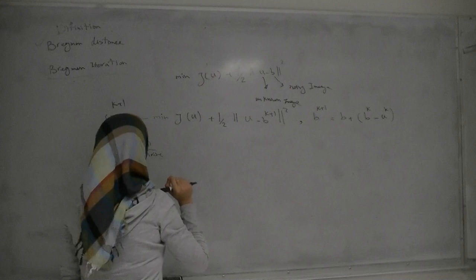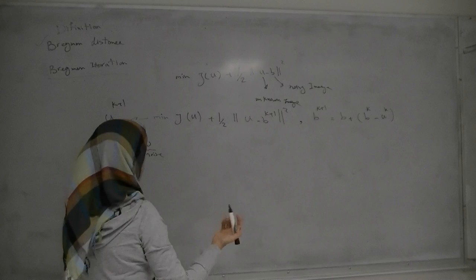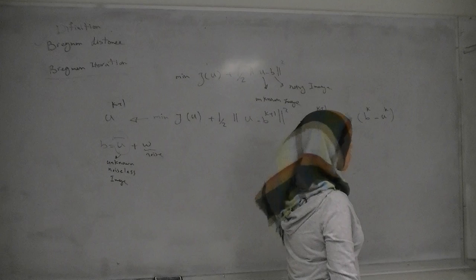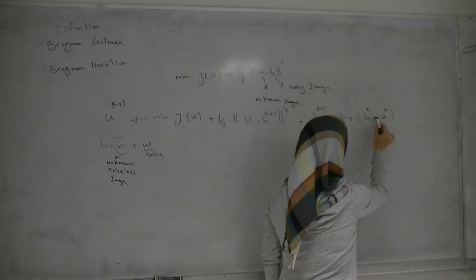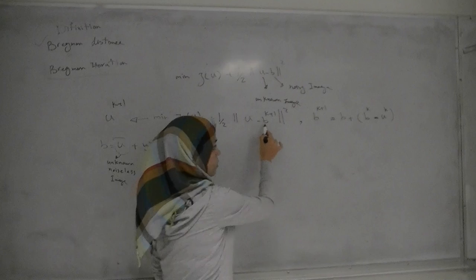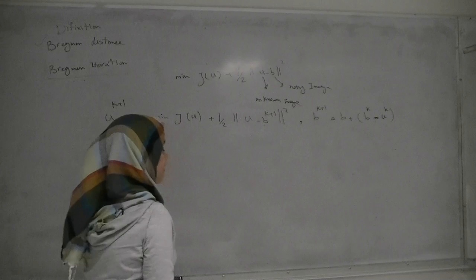So, okay, B is a noisy image, and U hat is the unknown noiseless image, and W is noise. But there is a subscript on U. U is a known image. If it's a known image, you need a subscript. Which one? Yeah, the superscript K on U. This one is just a definition for B^K, B^(K+1). But U is a known image, right? Actually, it's not a known image. This one is an unknown image. Yeah. Okay.